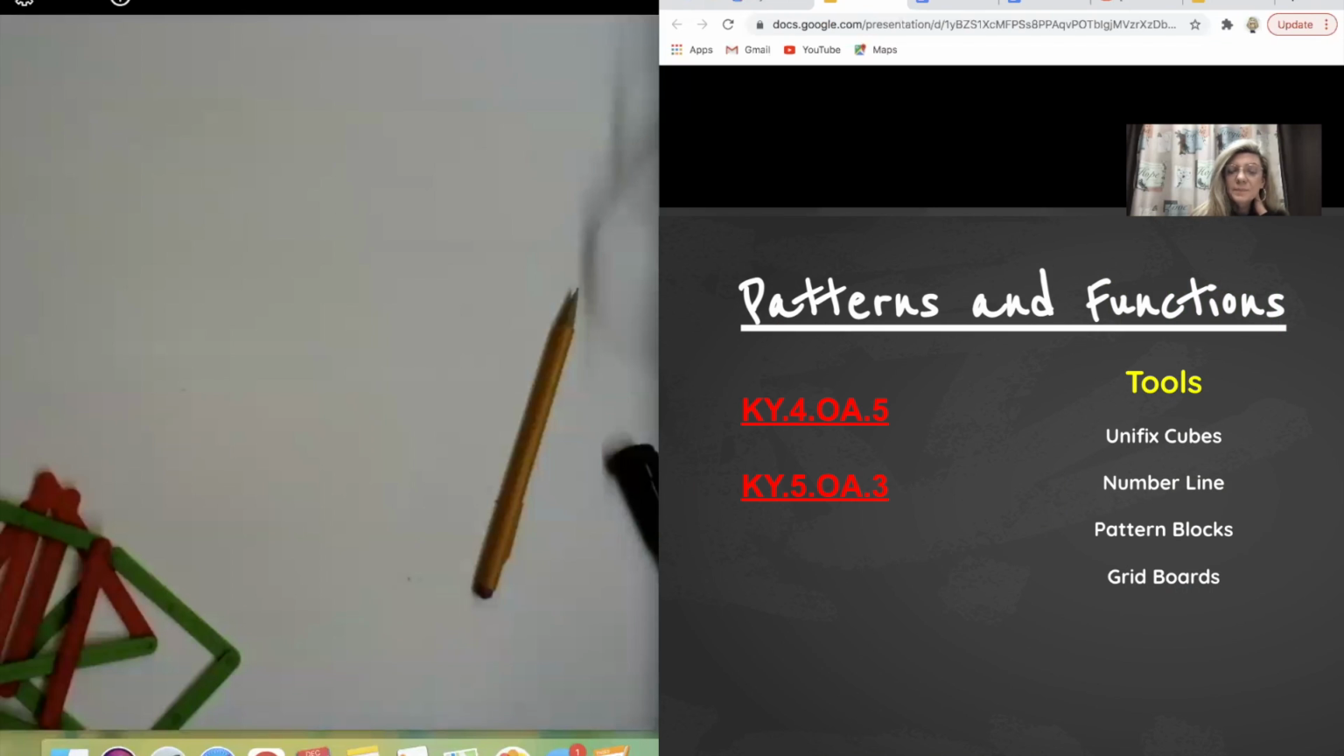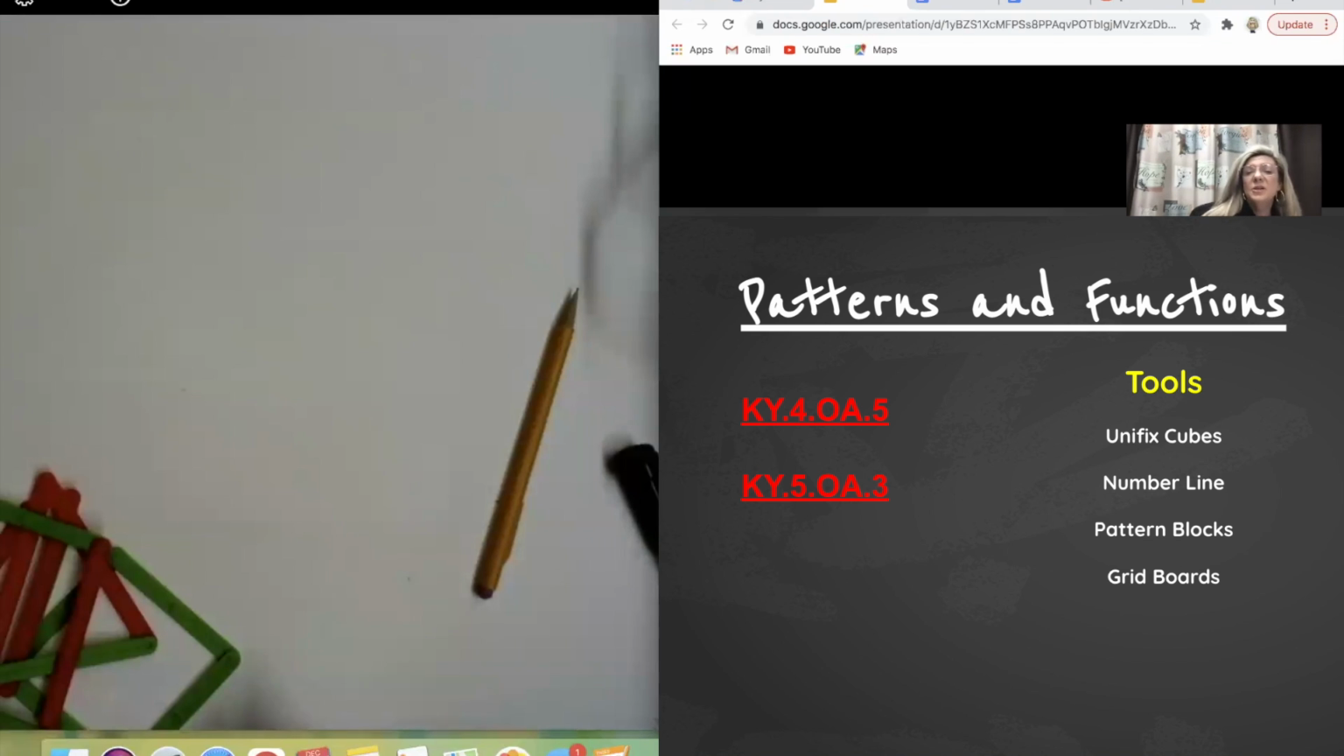All right, let's move on, and let's talk about patterns now. You can see that patterns and functions, even though we do a lot with patterns and functions, there's not a lot of standards that address it in the elementary, and I definitely didn't choose a lot of standards for us to be assessed on with this.